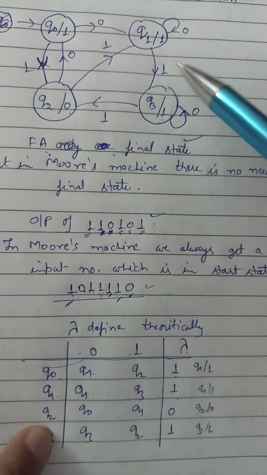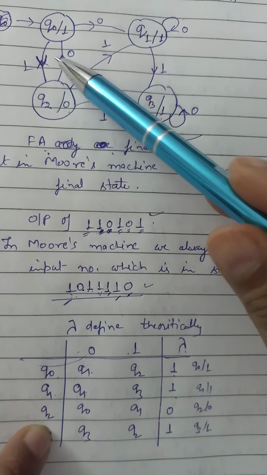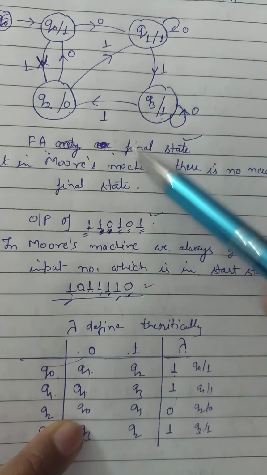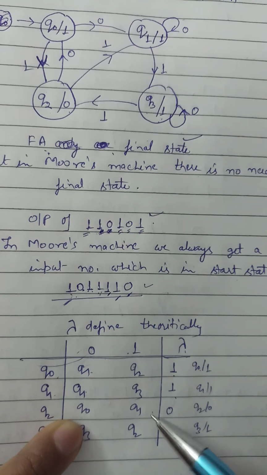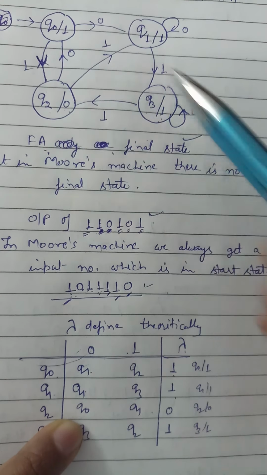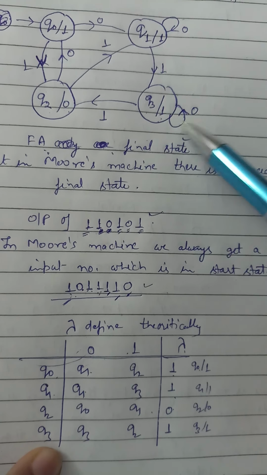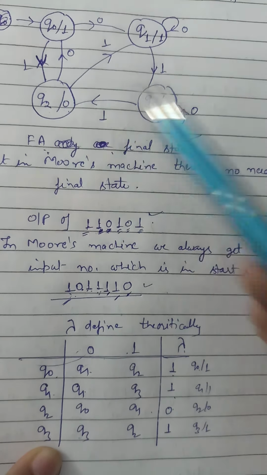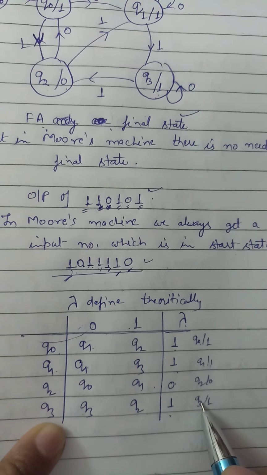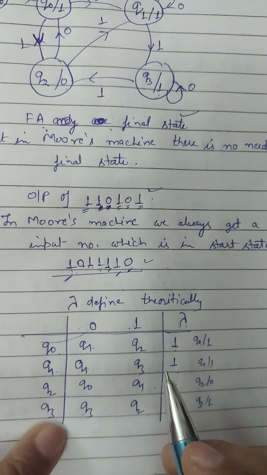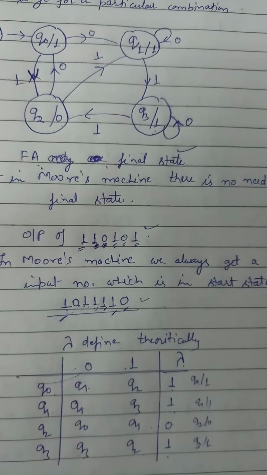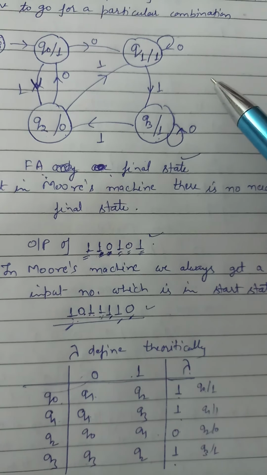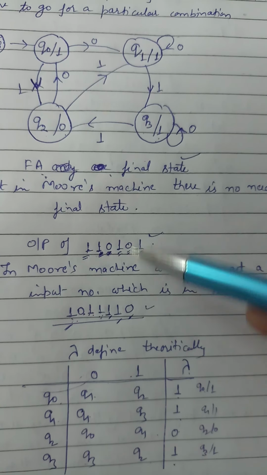For Q2 on 0, where are we reaching? Q naught. And Q2 on 1, where are we reaching? Q1. And what do we have on Q2? 0. Then we will write 0 here. Q3 on 0 goes to Q3 only, and Q3 on 1, where are we reaching? Q2. So we will write here Q2. And what do we have in Q3? 1. So we will write 1 here, Q3 oblique 1. So in that way we can define the lambda value. So this is the Moore machine, how it works, and how we find the output for a particular string.